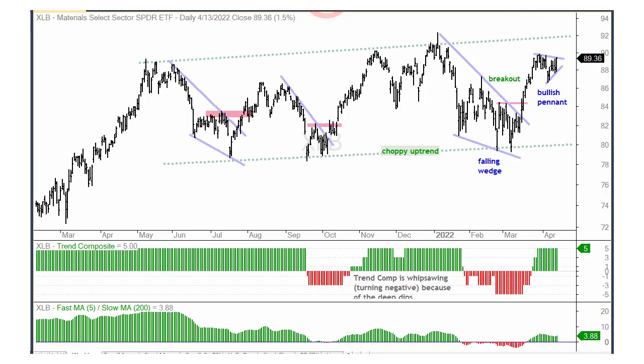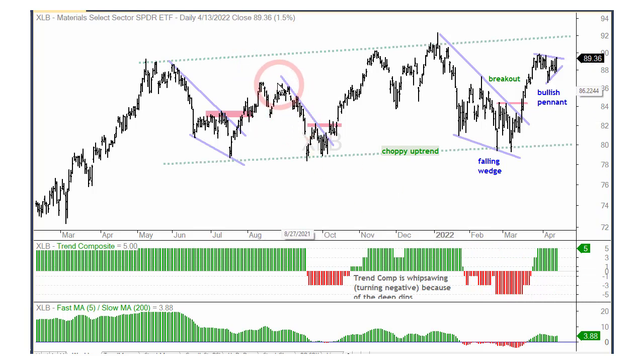And then if we look at XLB, which is weighted by market cap, it's the materials sector, a lot of chemical stocks in this ETF. I think 40% of the ETF is made up of chemical-related stocks. And this is a bit of a commodity play because, let's face it, chemicals are commodities. And if we look, we can see a very choppy uptrend. And the trend composite is going to whipsaw when you get choppy uptrends and deep pullbacks.